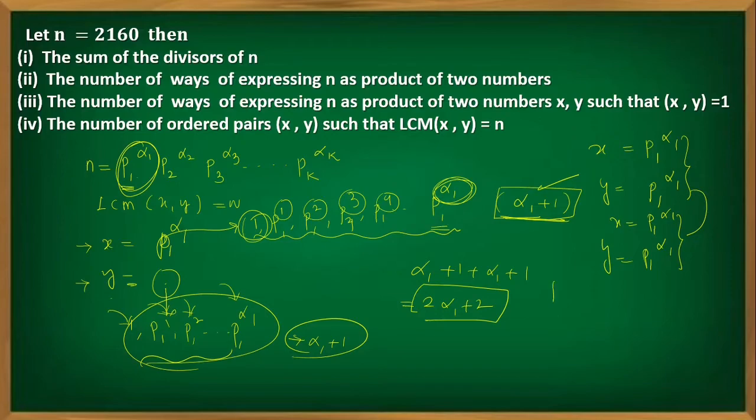All the remaining choices, for example, if I take x is p1 to the power of alpha 1, but y is p1, then y is p1 to the power of alpha 1. This is a different choice, right? But here p1 to the power of alpha 1 with p1 to the power of alpha 1 is counted 2 times. So that one choice you have to remove. So out of 2 alpha 1 plus 2 choices, one is repeated extra. So 2 alpha 1 plus 1 choices are there for only p1 to the power of alpha 1.